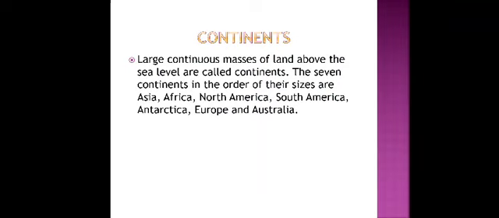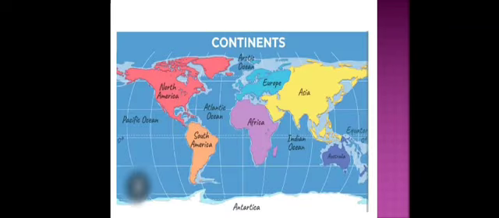Now, continents. There are seven continents of the world. They are separated from each other by water bodies. In order of decreasing size, they are Asia, Africa, North America, South America, Antarctica, Europe and Australia. Asia, Europe, and North America lie entirely to the north of the equator, while Australia and Antarctica lie to the south of the equator. Africa and South America are the two continents that lie on both sides of the equator.